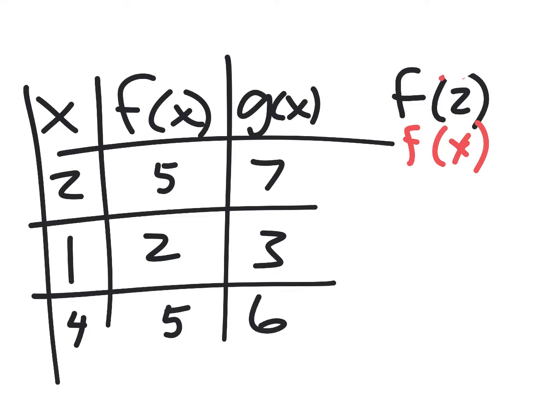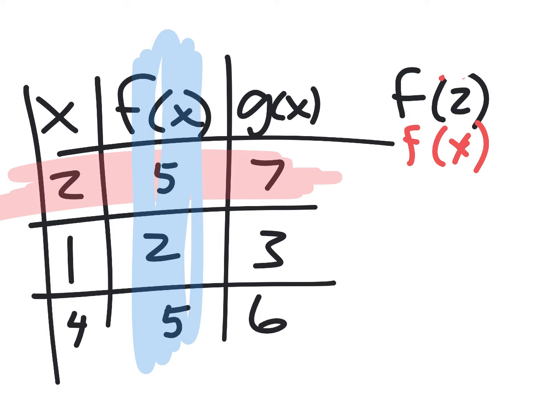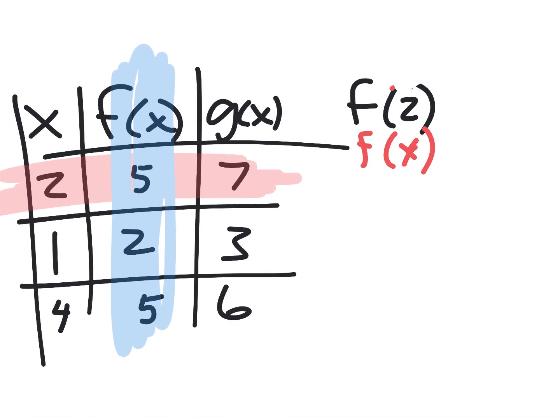So this is a reminder day. It's just a complete review. If I wanted to do f of 2, then I would highlight this area here because that's where x is 2. And I would choose this function here, which is f of x. Do you get where they overlap? The answer is 5. So f of 2 is 5.